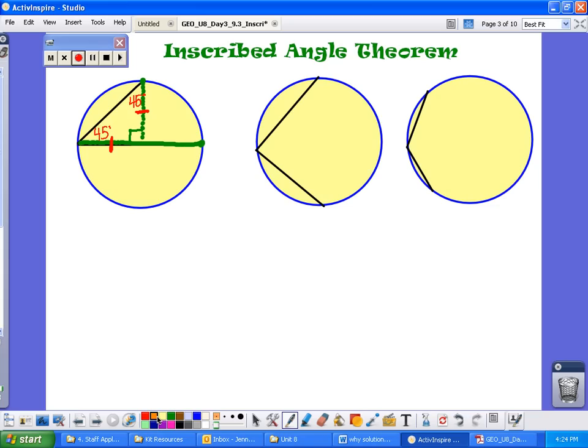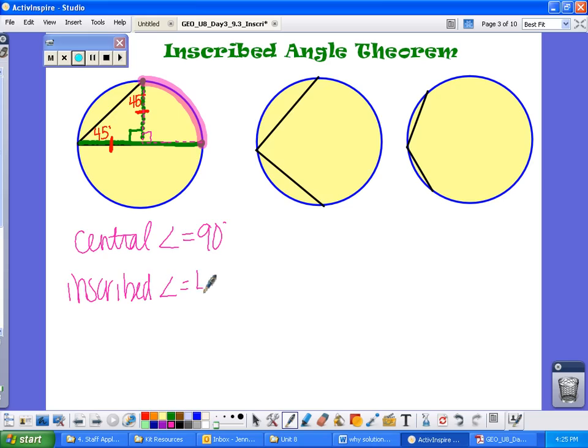So let's talk about how all of this relates. And I'm going to take a step back. We learned last section that here is an arc, okay? And right here, I have a central angle, and this central angle is what? 90 degrees. So for here, I have an arc, and it's the same arc for both angles. So for the central angle, it was 90 degrees. And for the inscribed angle, it was 45 degrees. And the reason I know is because of this triangle right here.